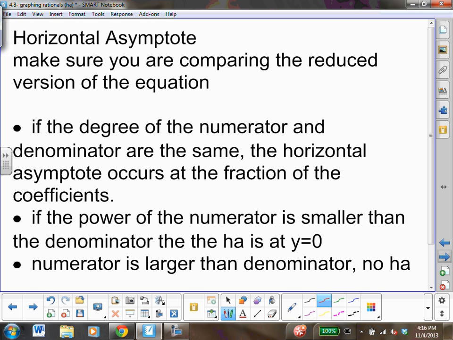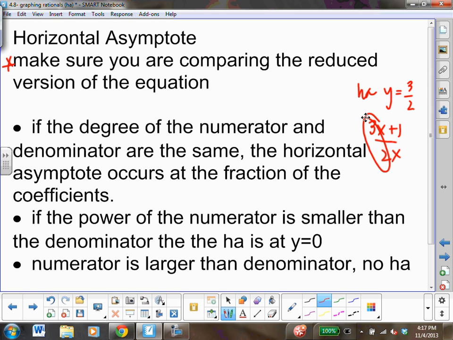A horizontal asymptote has several rules that we need to pay attention to. You always want to first make sure that you are comparing a reduced fraction. So make sure that you cancel out any common factors. If the degree of the numerator and the degree of the denominator are the same, then the horizontal asymptote occurs at the fraction of the coefficients. So for example, 3x plus 1 over 2x. The degree of the numerator and denominator is the same, so there would be a horizontal asymptote on the line y equals 3/2. Just make a fraction of the leading coefficients.